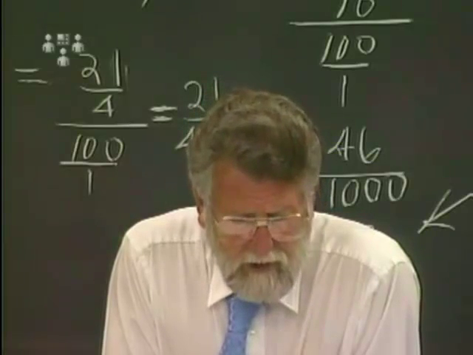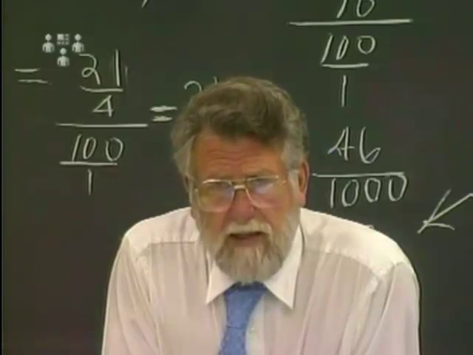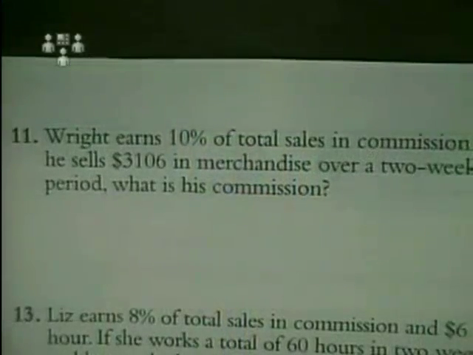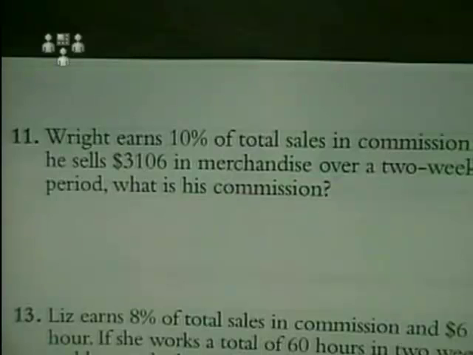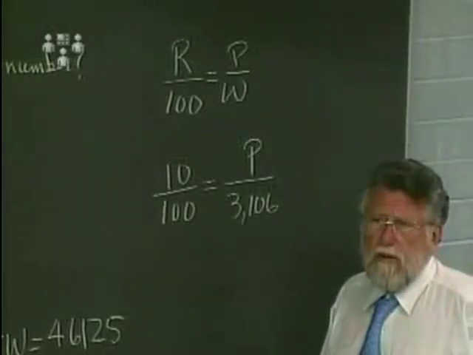But if we come back to that, then the question is, how do you set it up? So let's come back to the word problem again. 10%. Okay, that's your ratio, agreed, R over 100. So we have R over 100, and we have P over W. So as I look at that, I have 10 over 100, and that's to equal what? Well, my whole is what? My 3,106, and I want the part that you're going to get.